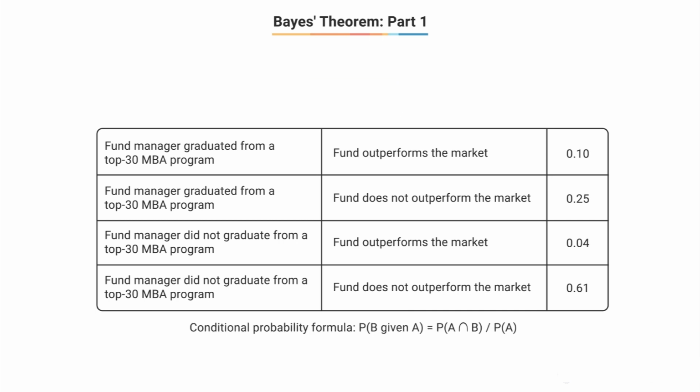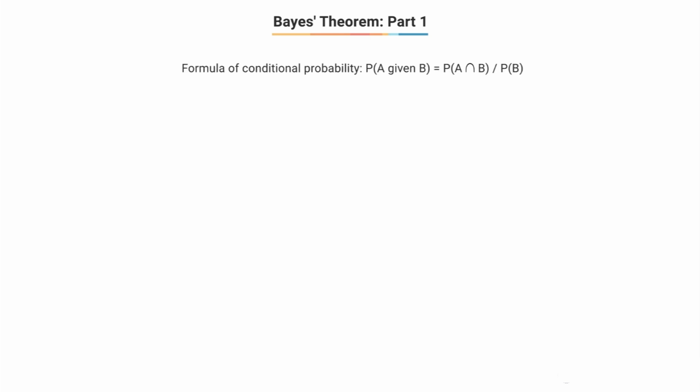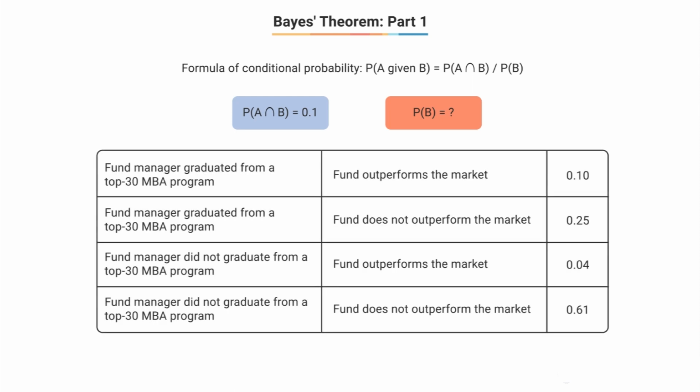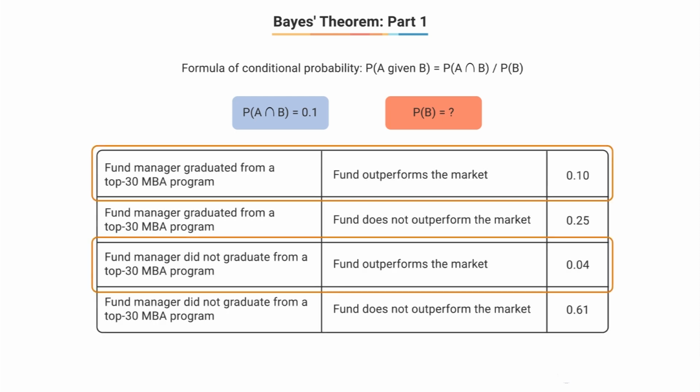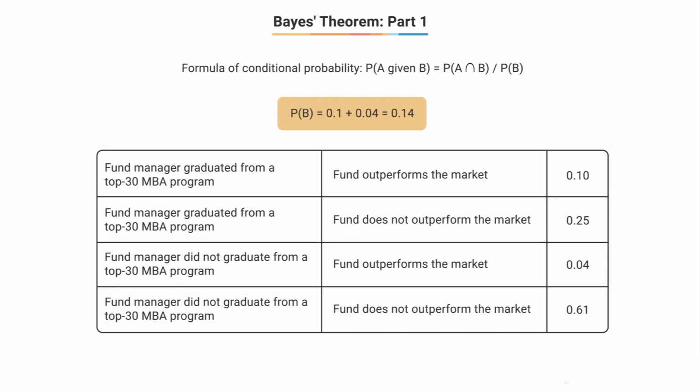Using the formula for conditional probability that you learned earlier, we can write probability of A given B equal to probability of A intersection B divided by probability of B. We already know that probability of A intersection B equals 0.1. What will be the probability of B? Remember that B is the event that the mutual fund outperformed the market. So if we go back to our table, we can see that B will be the sum of rows 1 and 3, which is equal to 0.1 plus 0.04, which comes to 0.14.